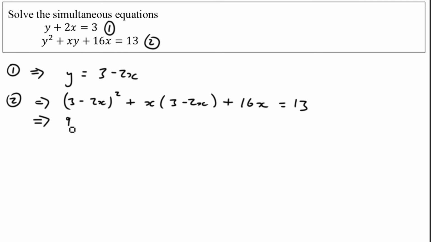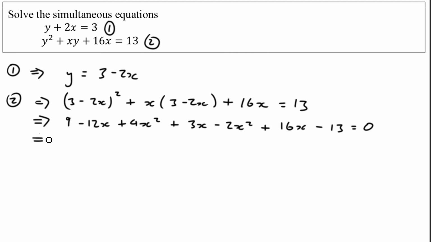So expanding the first square bracket, we'll have 9 subtract 12x plus 4x squared. Expanding the next bracket, we will have 3x, subtract 2x squared. We've also got that 16x, and let me subtract the 13 from both sides so that everything is together. How many x squared do we have altogether? 4 subtract 2, we've got 2x squareds. How many x's? 16, take away 12 is 4, plus 3 is 7. Numbers, 9, take away 13, negative 4.